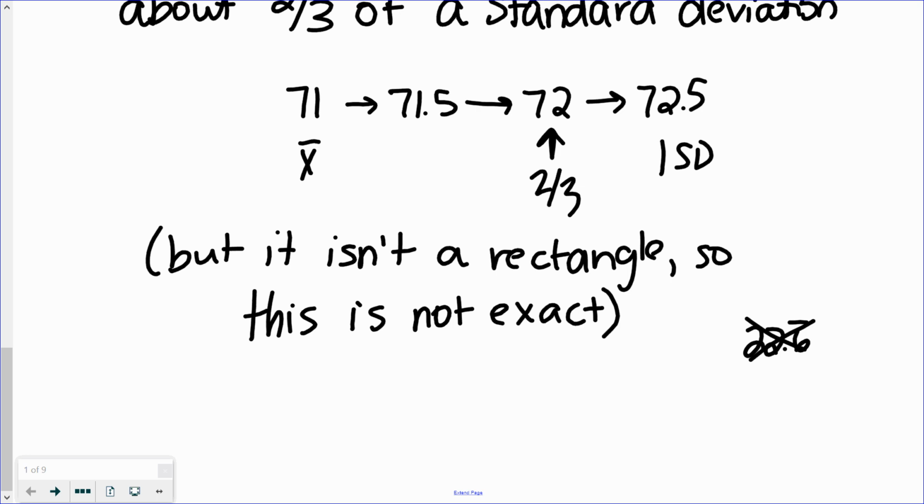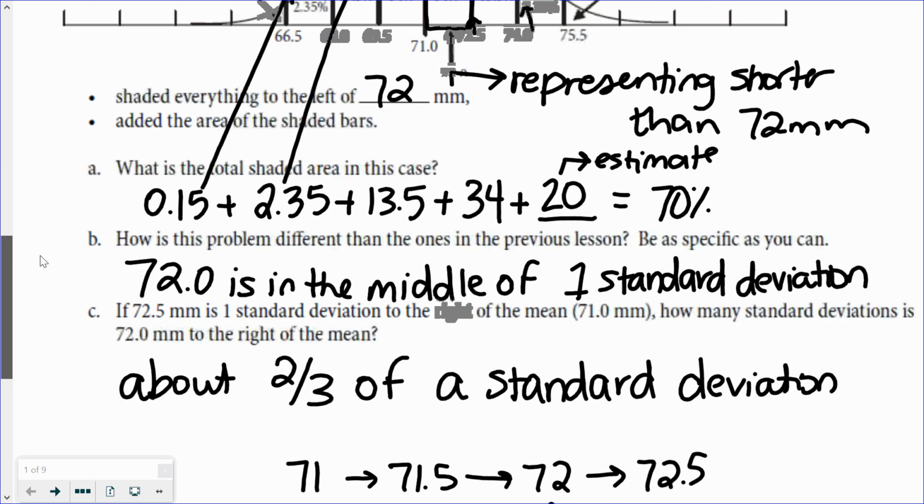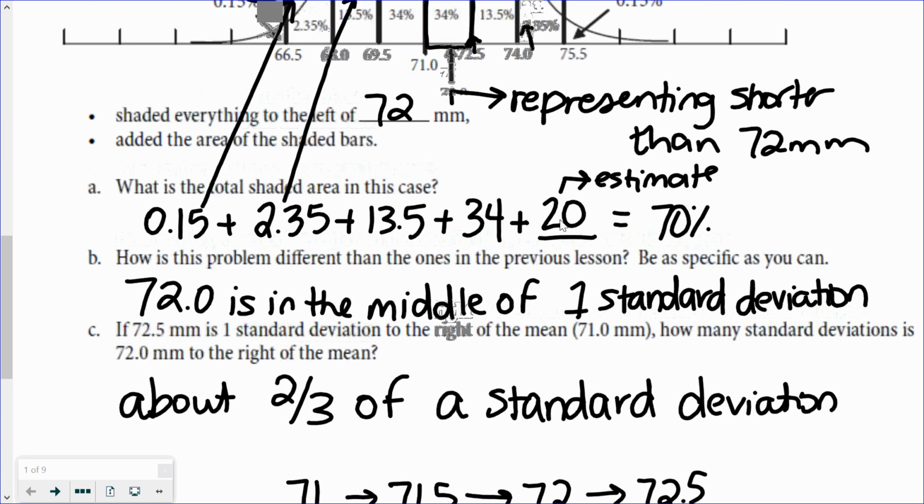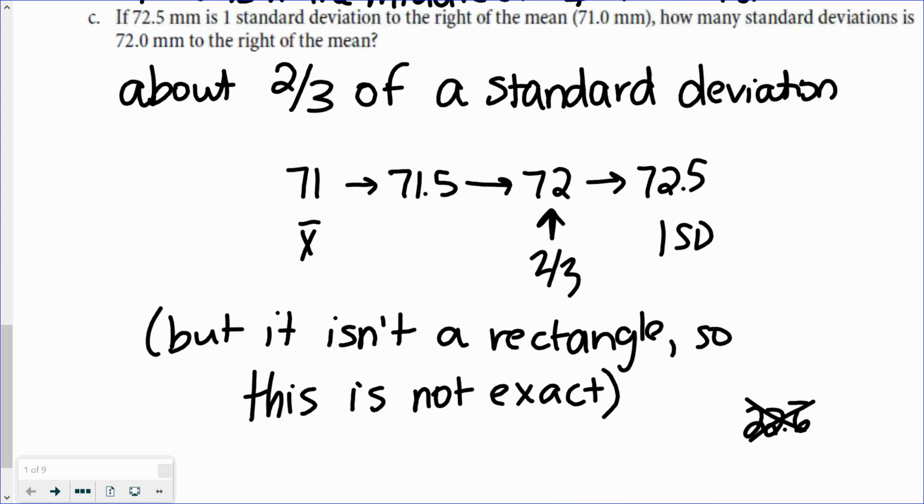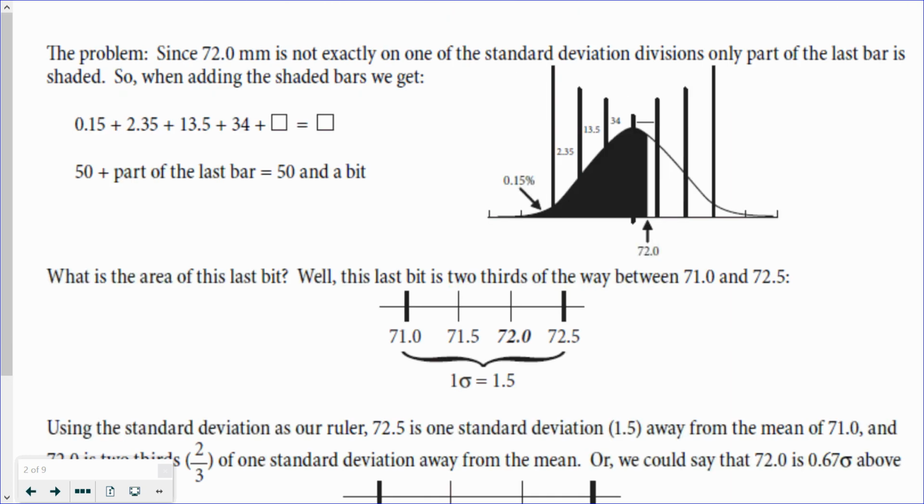It's a really good estimate, right? I estimated above about 20 out of 34, but this is probably a better estimate, but it's still not exactly right because that area is not a rectangle. So I think that's what it's kind of talking about on this next page.